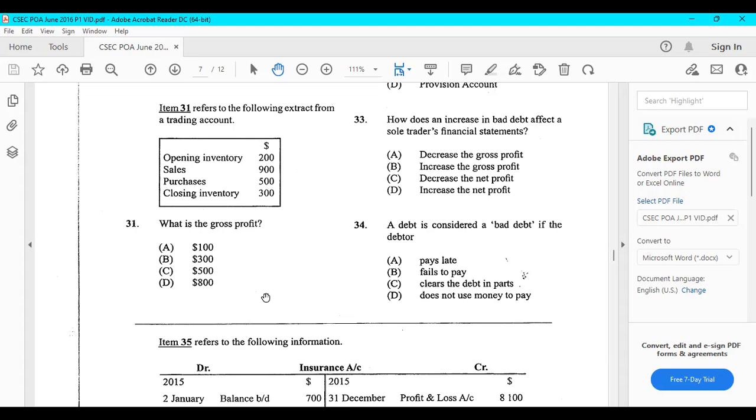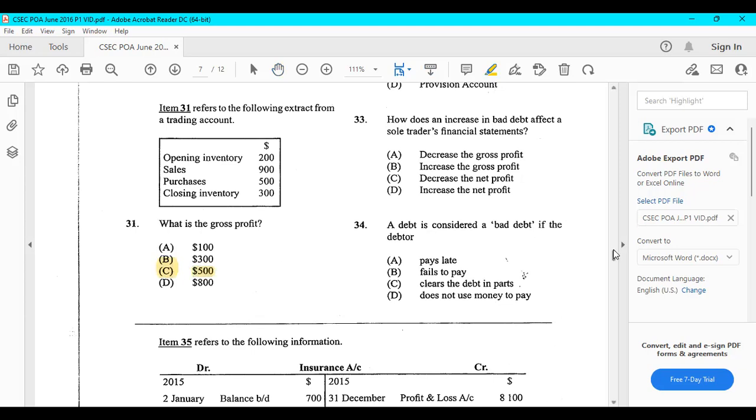It is sales minus cost of goods sold. But we know that cost of goods sold isn't always just thrown down there like that. But we can calculate it. So in this, what we're gonna do is opening inventory 200 plus our purchases of 500 minus our closing inventory of 300, and that would give us our cost of goods sold of $400. Subtract your cost of goods sold of 400 from your sales of $900, and you will get $500 as your gross profit. So that's C, guys.